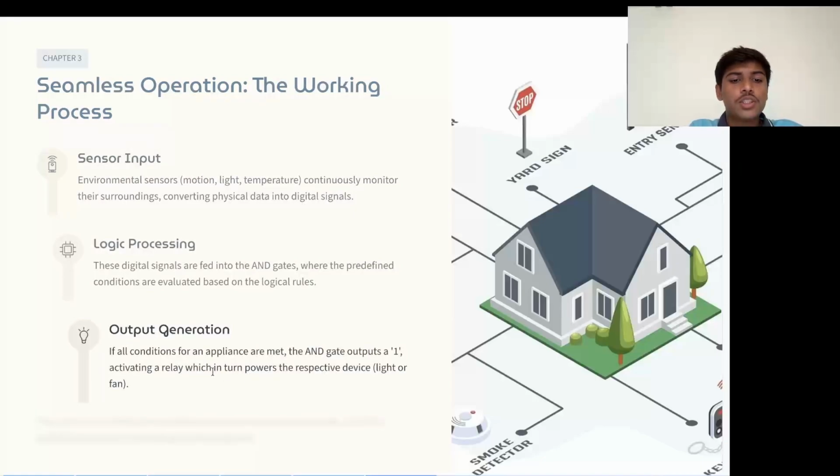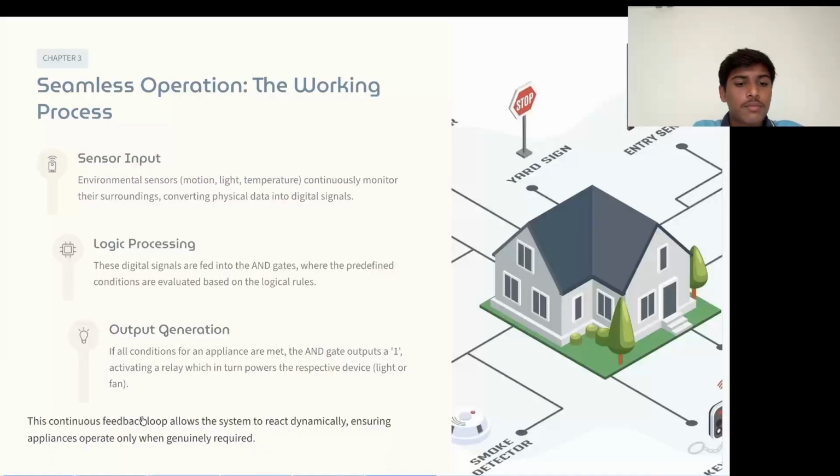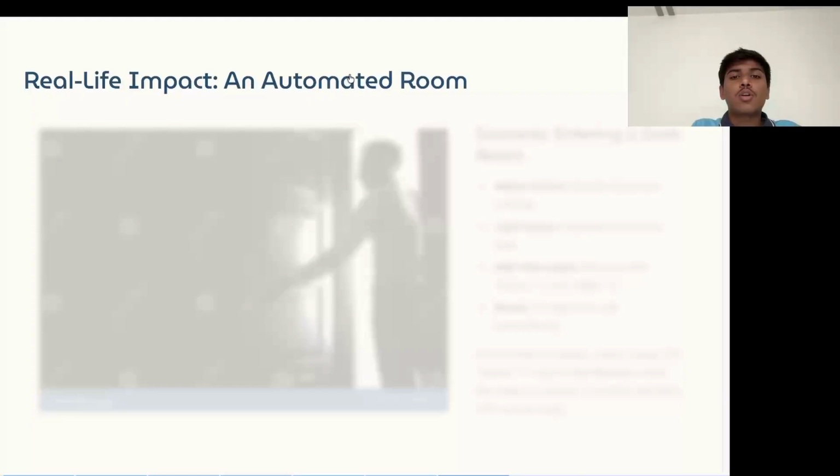That in turn powers the respective device, light or fan. This continuous feedback loop allows the system to react dynamically, ensuring the appliances operate only when genuinely required. With all these conditions, we are saving energy and stopping the waste of energy caused by our human dependency on systems.